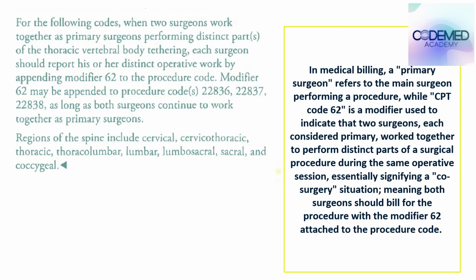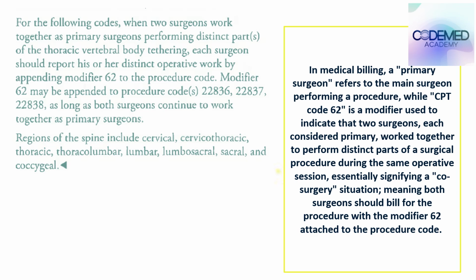Now, in medical billing, a primary surgeon refers to the main surgeon performing a procedure, while modifier 62 is a modifier used to indicate two surgeons, each considered a primary, who work together to perform the distinct parts of the surgical procedure during the same operative session, essentially signifying co-surgery.